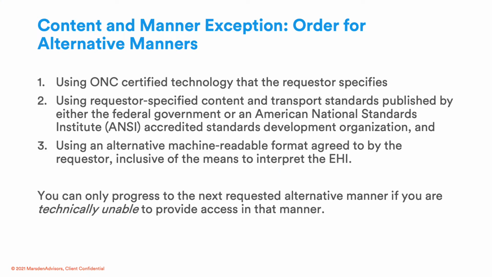Once you start with the manner condition, you have to go through a list of alternatives. So basically, you have to work with the requester to find a way that is workable for you and agreeable to them. And you have to do it in the specific order. If a requester then requests that you use ONC certified technology, like an EHR or any certified health IT that the requester specifies, you have to do that unless you are, again, technologically unable to do so.